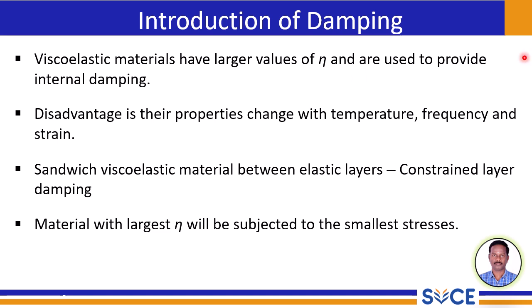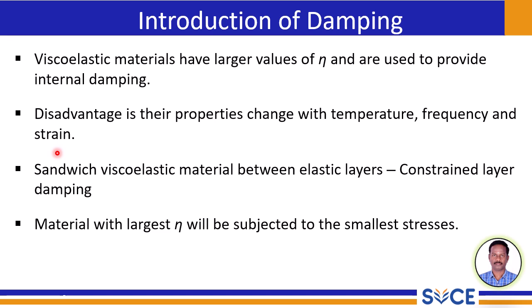However, a significant disadvantage of viscoelastic materials is that their mechanical properties, including damping characteristics, are not constant. They can be quite sensitive to changes in temperature, frequency of vibration, and level of strain they experience. This variability needs to be carefully considered during the design process to ensure consistent damping performance under different operating conditions.